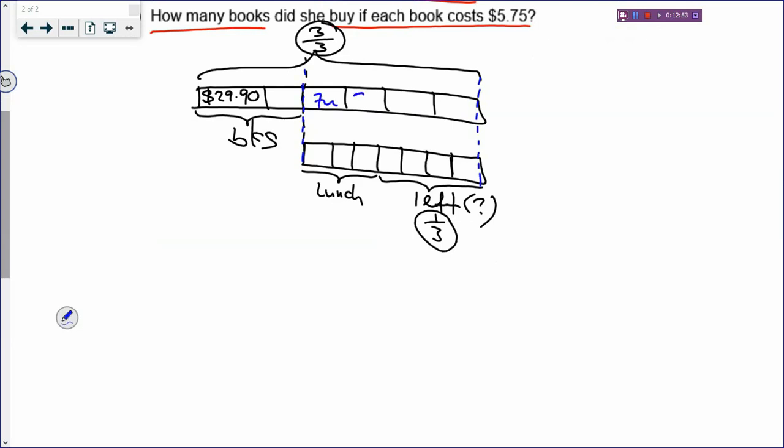So I call it 7 units. Why 7 units? Because at the bottom, you have 7 boxes. Then inside every box here, I call 4 units, because above you see 4 boxes. Okay, that's how you make them equal. So on top 28 units, below you also have 28 units.